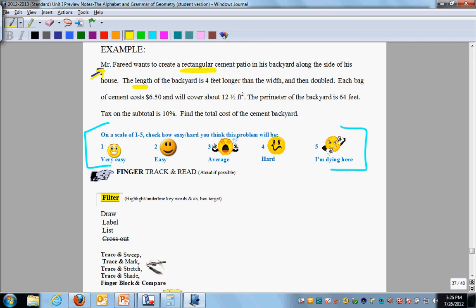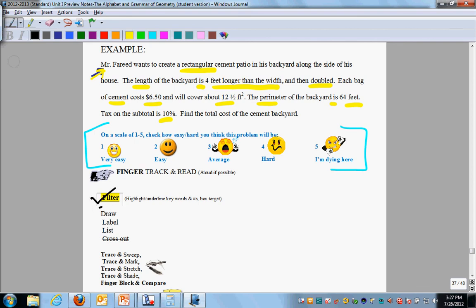The length of the backyard is, please underline is, it's actually the most important word in the entire paragraph, 4 feet longer than the width, then doubled. Each bag of cement costs $6.50 and will cover about 12.5 square feet. The perimeter of the backyard is, underline is again, 64 feet. The subtotal is 10%. Find the total cost of the cement backyard. Okay, so we are done with filtering.